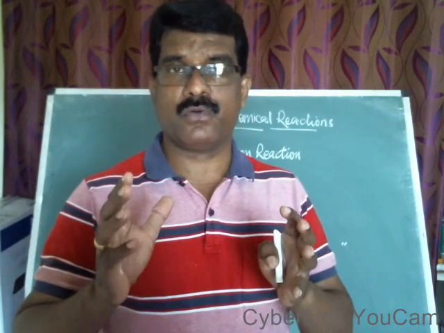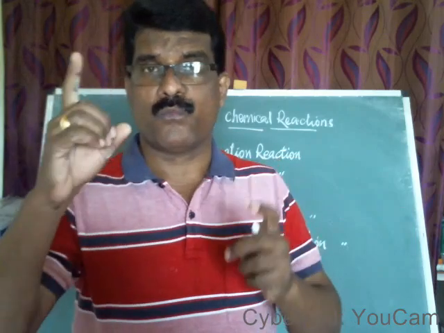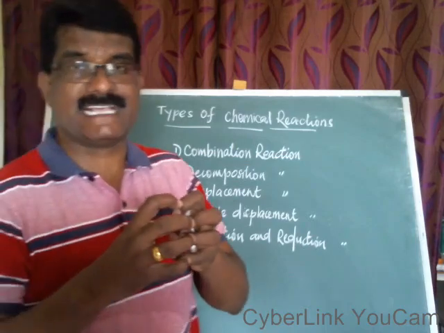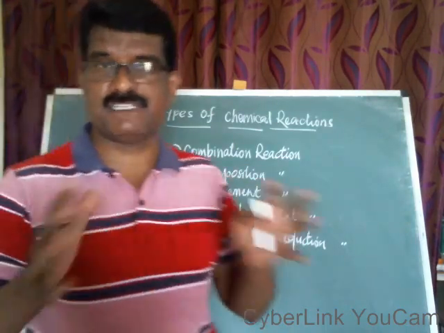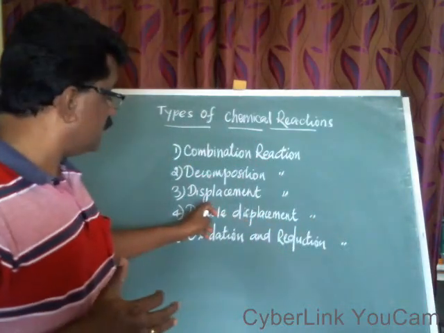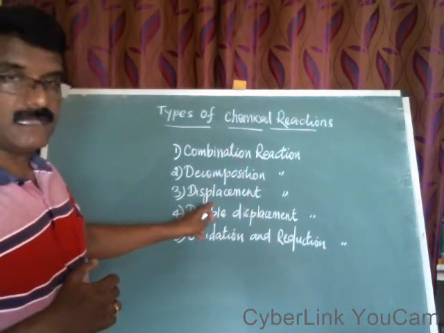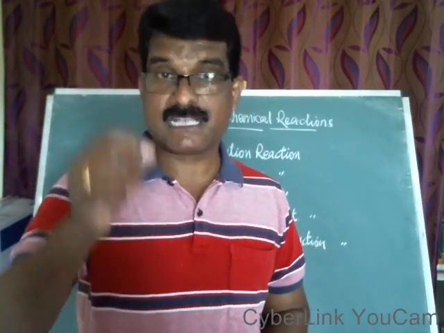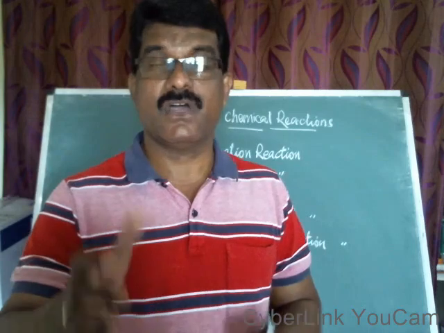Now we are going to study about the types of chemical reaction. In this chapter, we have to study about different types of chemical reaction. They are: first one is combination reaction. Second one is decomposition reaction. Third one is displacement reaction. And the fourth one is double displacement reaction. And the last one we have to study this year is oxidation and reduction reaction.